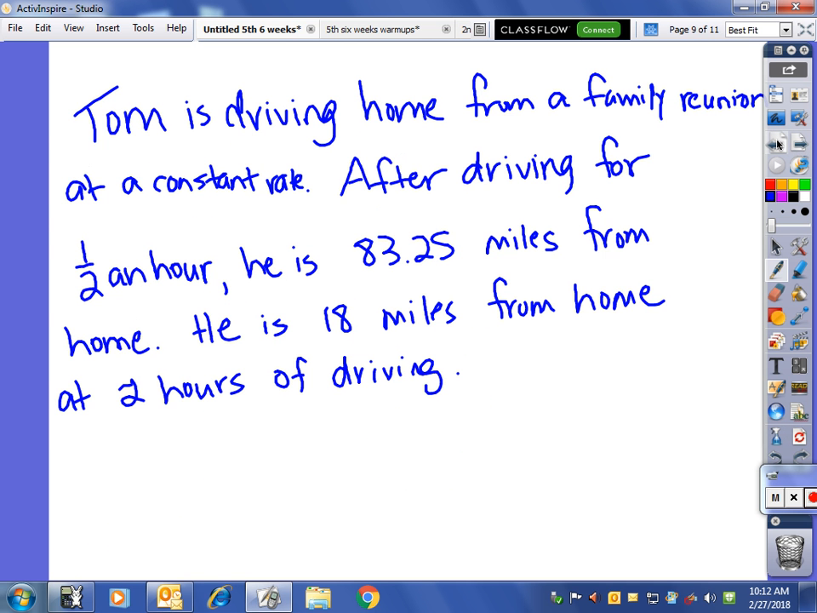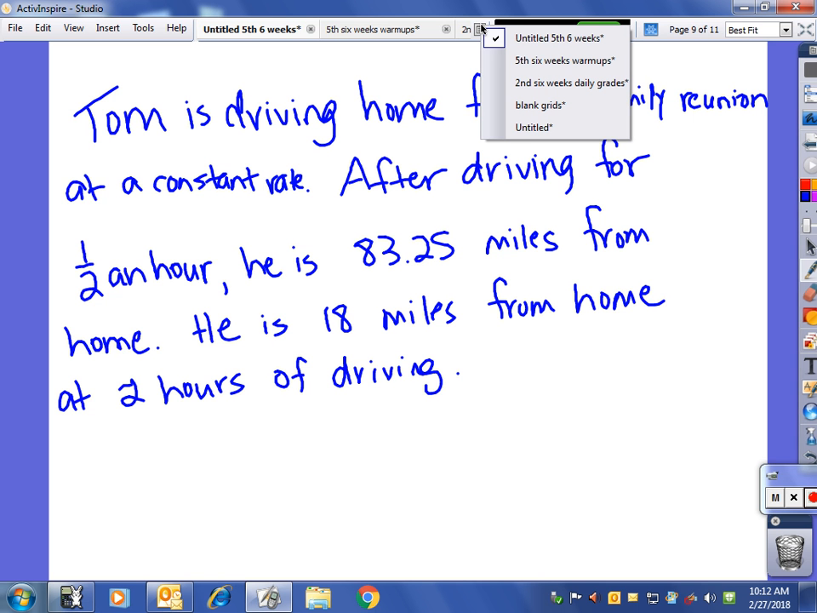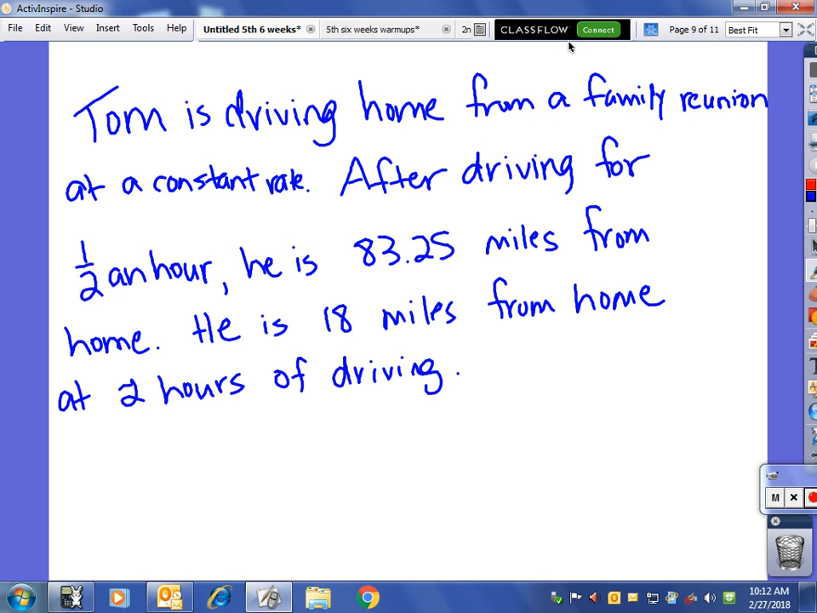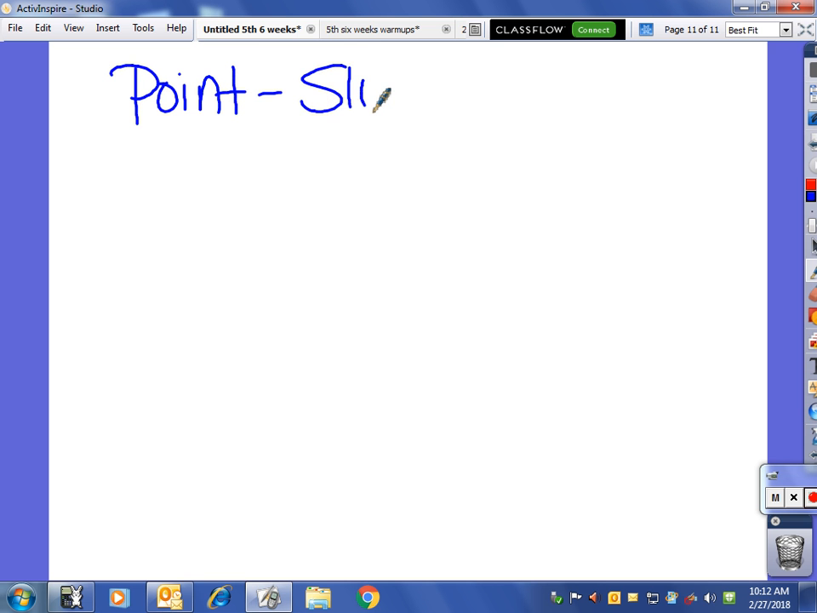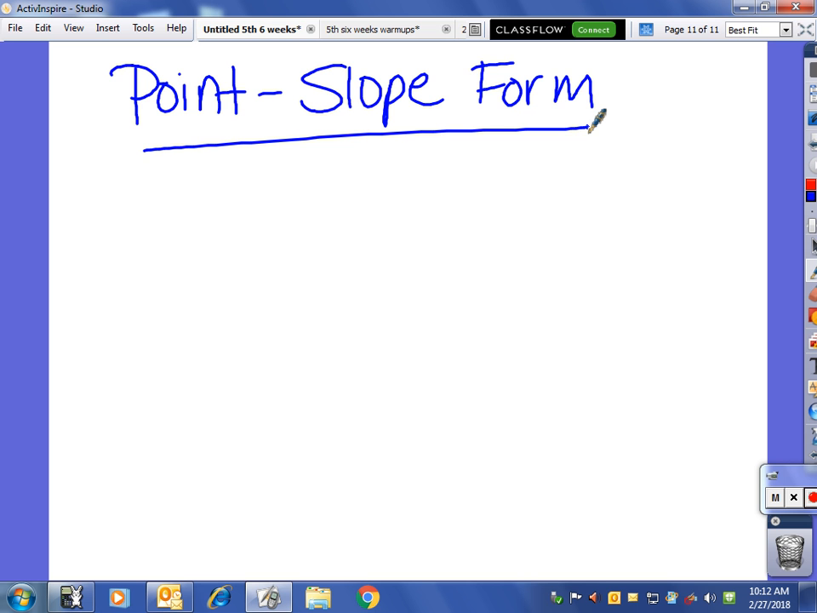Okay, we'll grade homework after the lesson. This lesson is pretty simple, I hope. And it is the third and final form of a linear function that you must be familiar with, and it is called point-slope form. Guess what you need to put a line in point-slope form? A point and a slope.